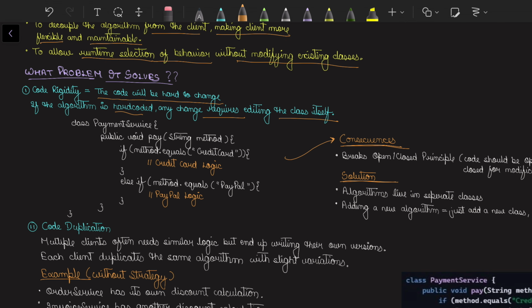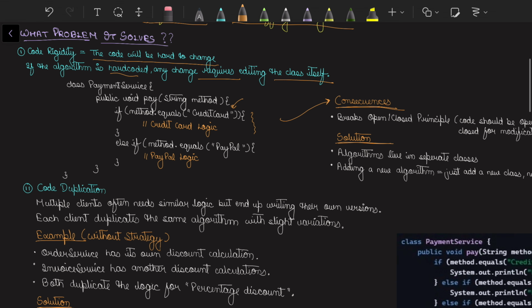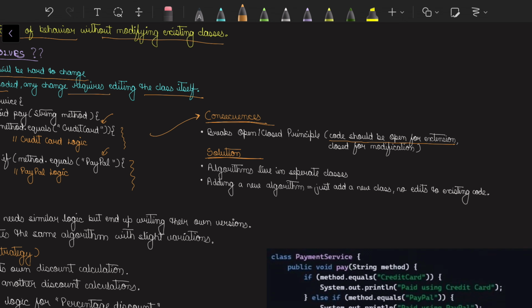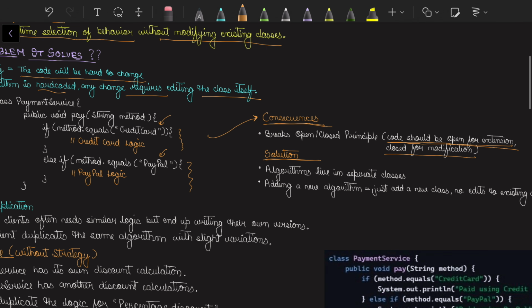Let's see an example. Class PaymentService with void pay. Based on a certain condition, which is credit card, I want this logic to be executed. Based on another condition, which is PayPal, I want this logic to be executed. Now the consequence is that it breaks the open close principle. What is the open close principle? The code should be open for extension but closed for modification.